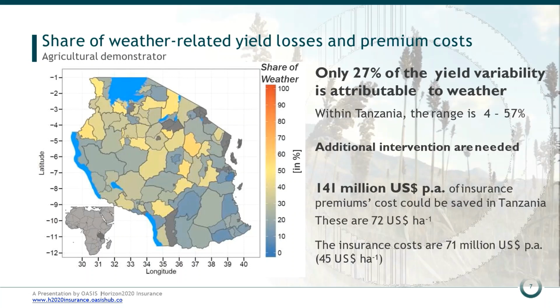But in the southern region of Tanzania, where you have precipitation amounts higher than sometimes the growing season needs, it's likely to assume also that weather doesn't play so big a role. And I think this is a very important lesson learned, because this has also some effects on the costs of insurance premiums.